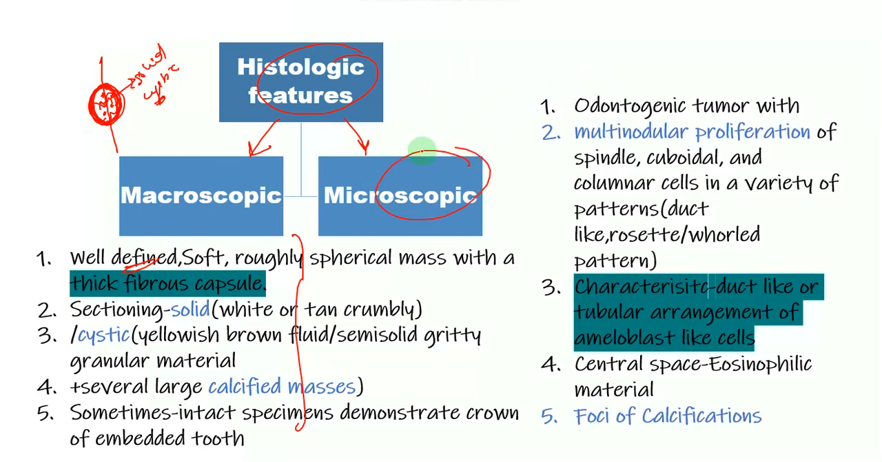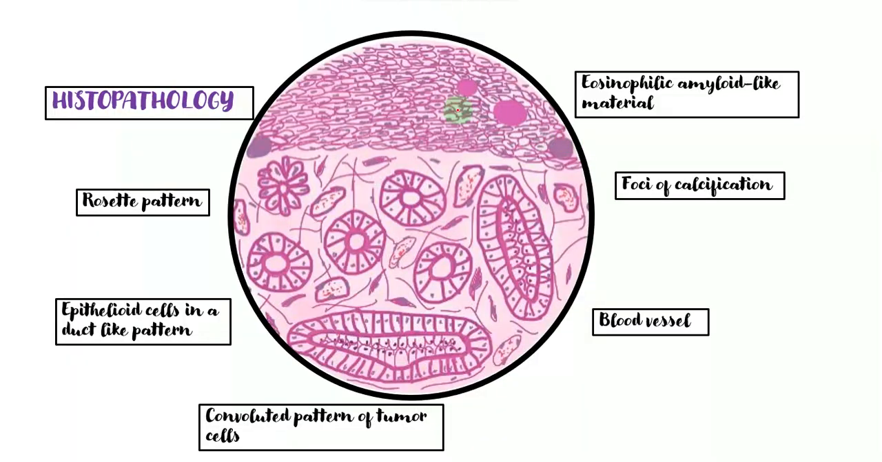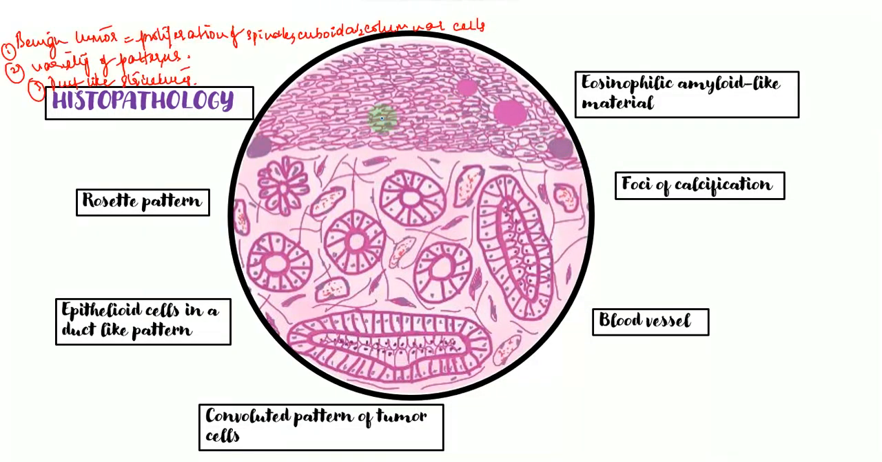If we go into the microscopic features, these are quite interesting. Let me take you to the diagram. Its histopathological pattern is very interesting because there is a proliferation of different types of cells in different types of patterns. Different types of cells as in spindle-shaped cells, cuboidal cells, columnar cells, and a variety of patterns as in what you see here: the rosette pattern, the ductal pattern, the convoluted pattern, right? So a variety of cells and a variety of patterns.